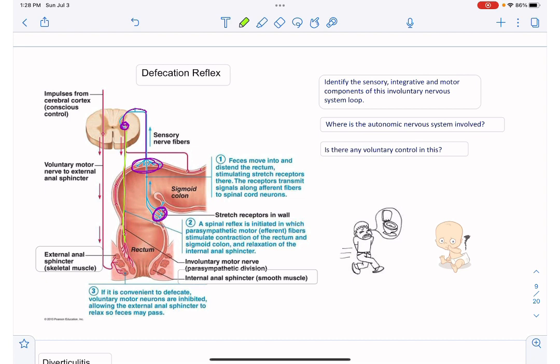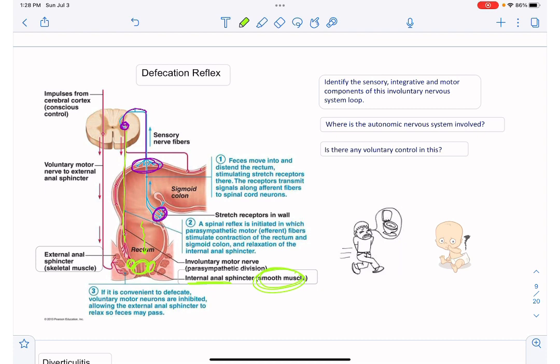And where's it going? It's going down here to this smooth muscle that wraps around the anal canal that we call the internal anal sphincter. And this is smooth muscle. And by default, this sphincter is closed. So what do you think these motor neurons are going to tell that smooth muscle to do? They're going to tell it to relax. So you're going to get relaxation of the internal anal sphincter. And that's going to open up the anal canal and allow that feces to be eliminated from the body.